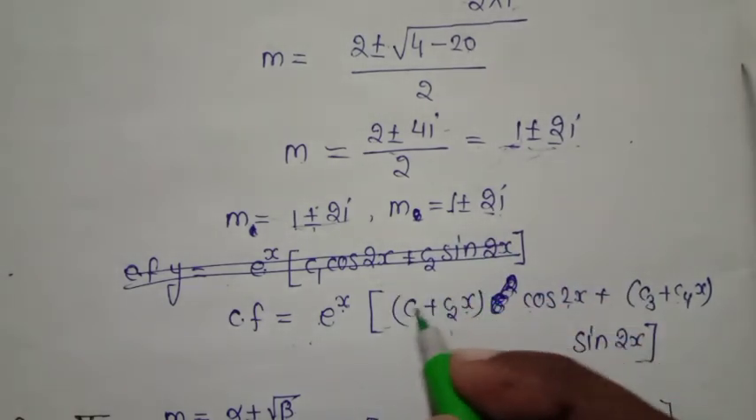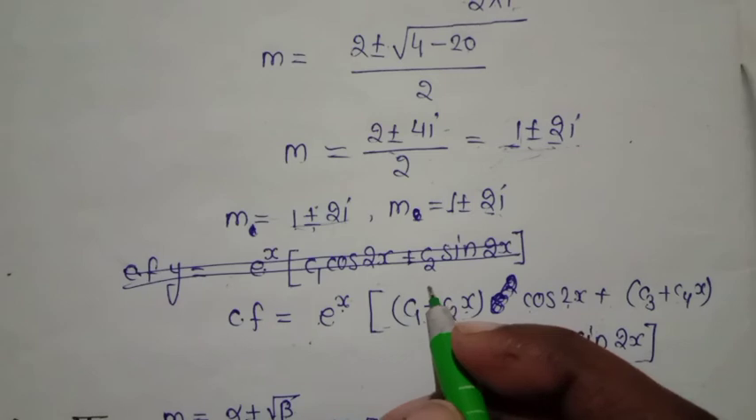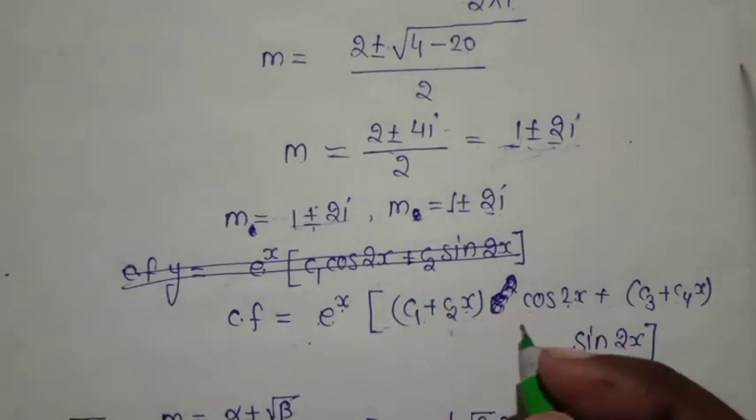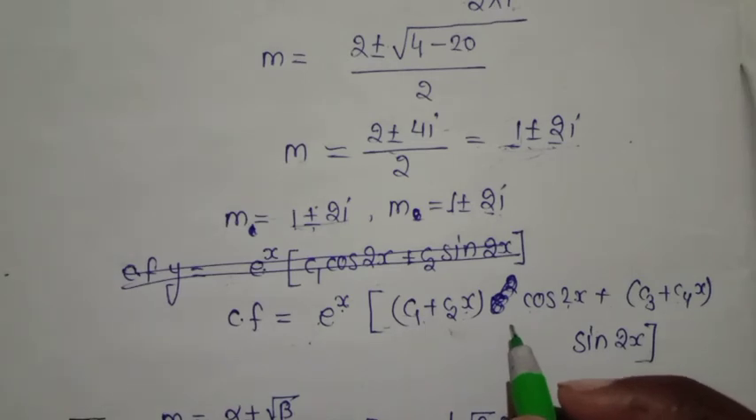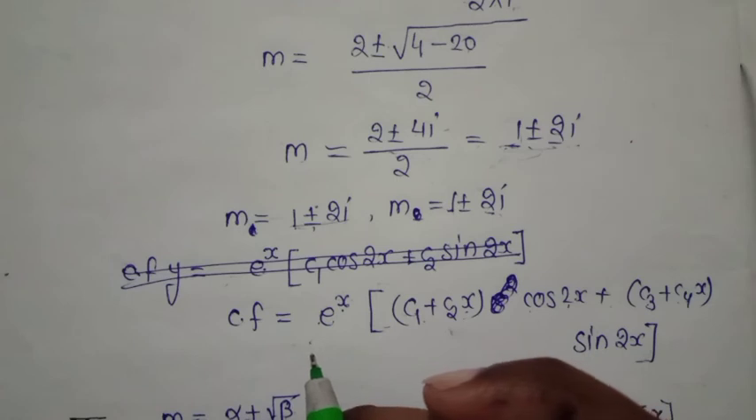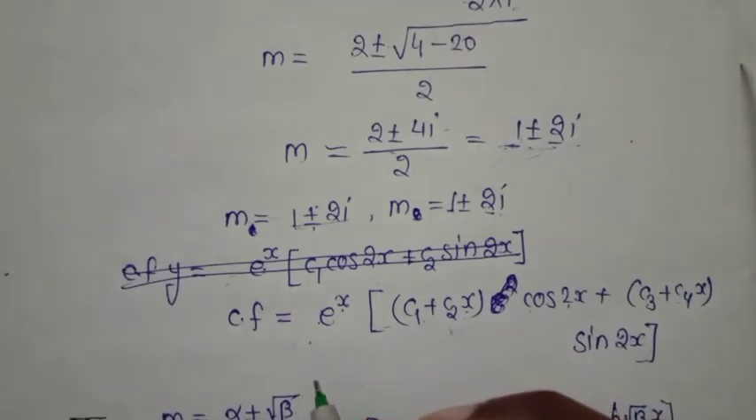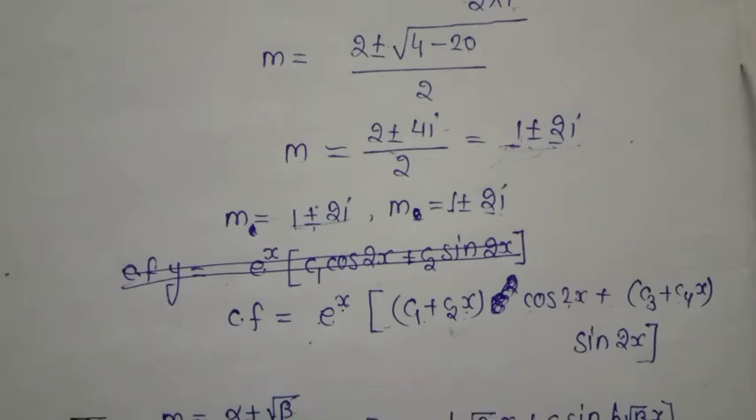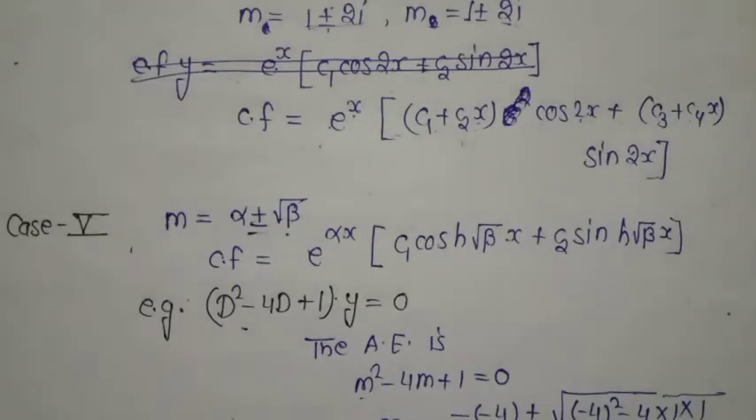And if you see the working rule in the case 4, then you can find how I write this, okay? So I hope you are understanding. Now I am going to discuss when the roots are irrational, then how to write the CF for any differential equation, okay? So I am going to take the case number 5. So this is our case number 5.